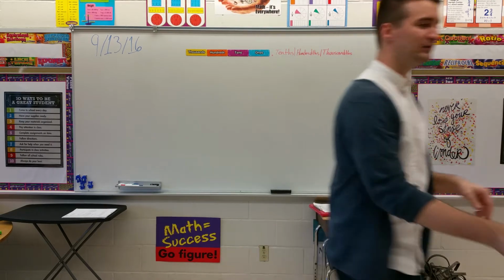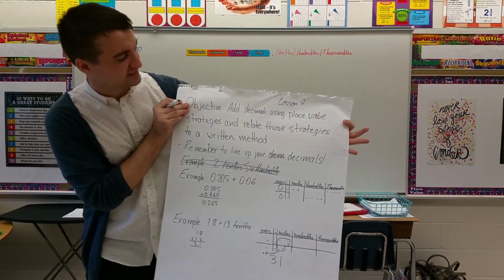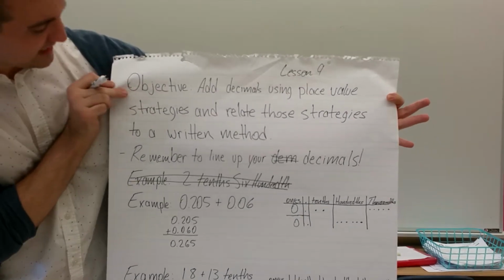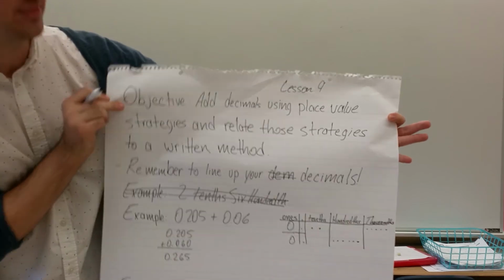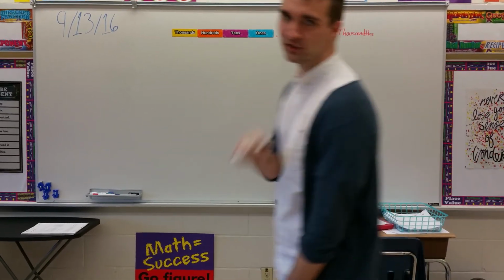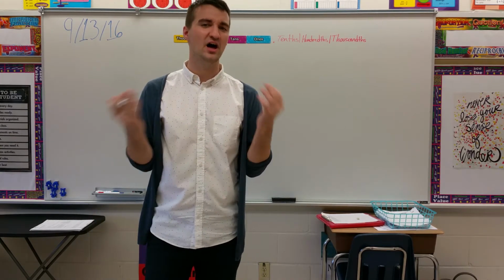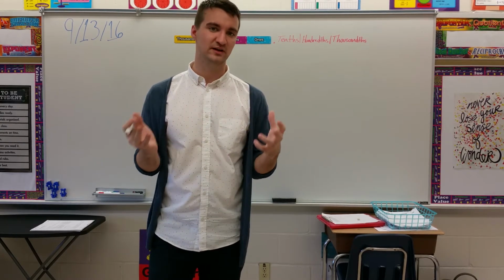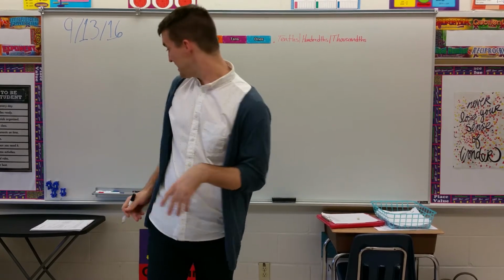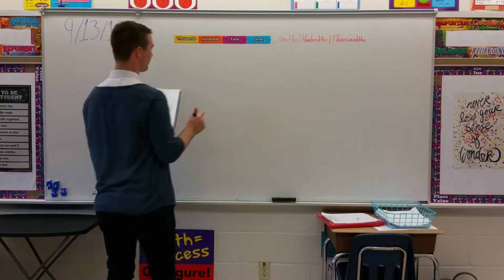Okay, today we are going over addition with decimals. And if you want to hand me that place value chart, our objective is very simple. It is to add decimals using place value strategies and relate those strategies to a written method. So we're going to do two different ways. One being the standard algorithm, the very easy way in my opinion, and then the other is more of a written and drawn up method using place value. So we're going to start with our standard algorithm, and we are going to start with a very, very simple problem, and I'm just going to write it out for you right here.